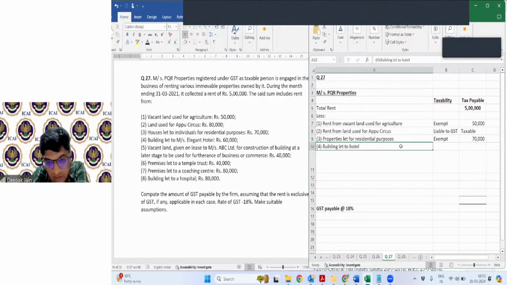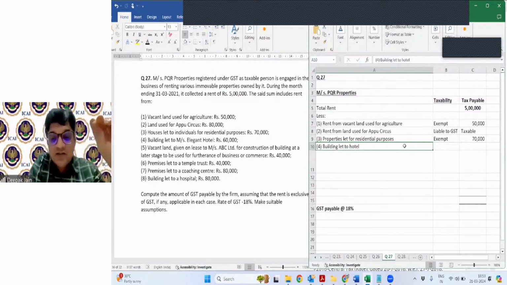You can solve the question the reverse way. Yes, you can do it. How will you solve it in case of a reverse way? Why is circus taxable? Because there is no exemption. Only when you specifically give out land for agricultural purposes or for residential purposes is it exempted. All other cases, it becomes taxable. So that's why renting of land for Appu Circus is taxable.